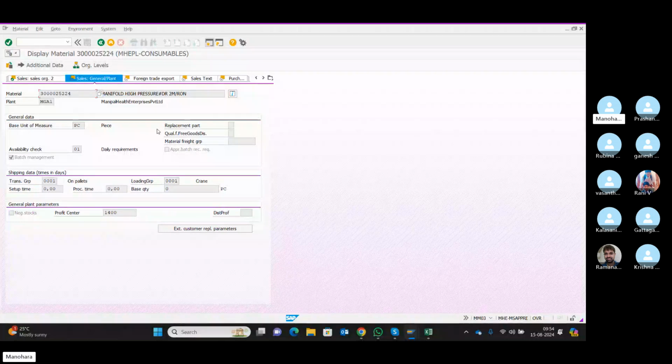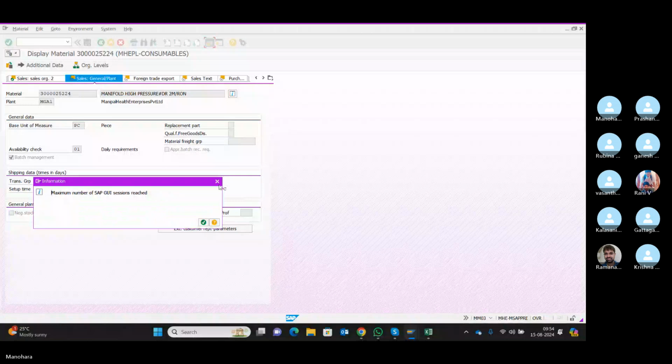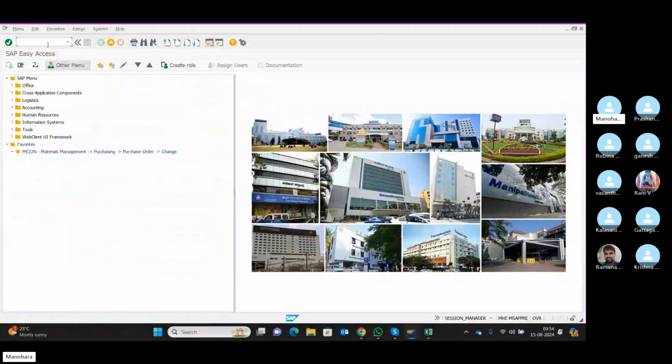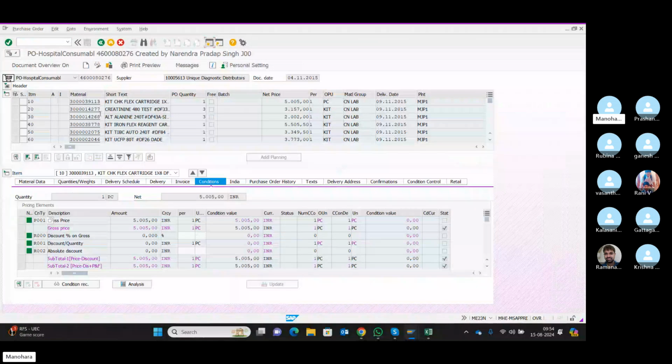Or whenever you go to ME21 and PU, how will you do it? ME21 is the creation, ME22 is change, and ME23 is display. So here we are giving the material, right? For this vendor, we are giving the material. Where is the profit center? Inside the material.